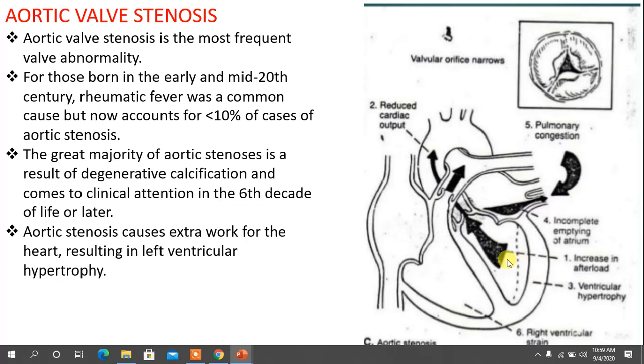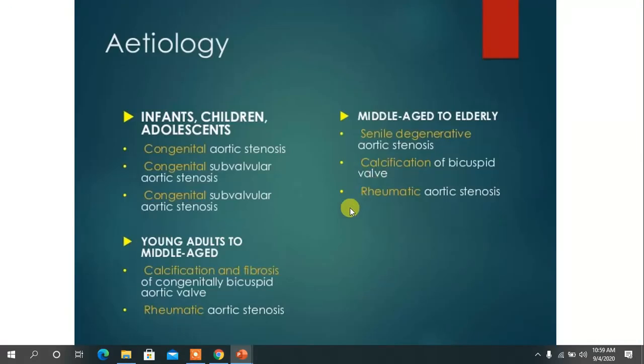Increase in afterload, but it's aortic stenosis. This comes to clinical attention in the 6th decade, after 60 years of age or 50 years of age. Here in this diagram you see narrowing of the aortic valve, and this was previously most commonly due to rheumatic heart disease. So there will be a systolic murmur.